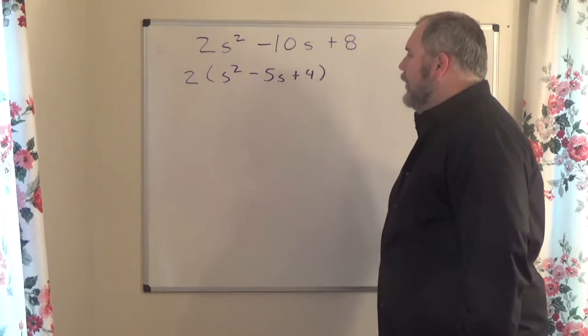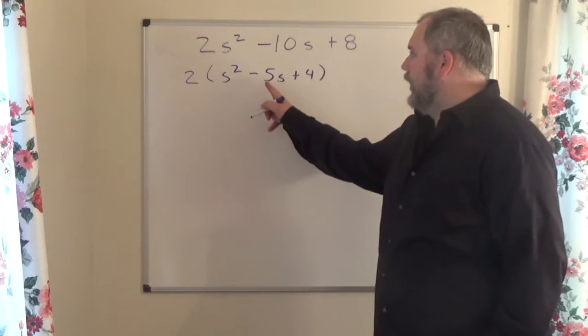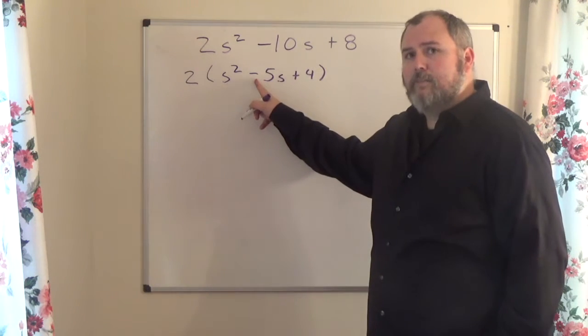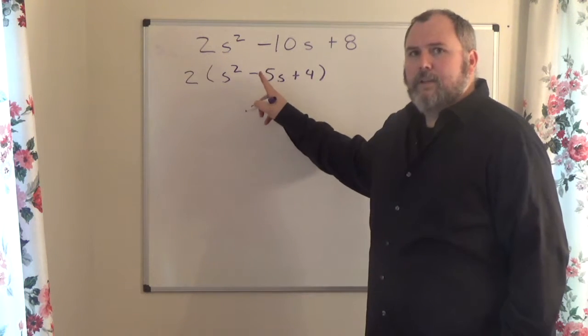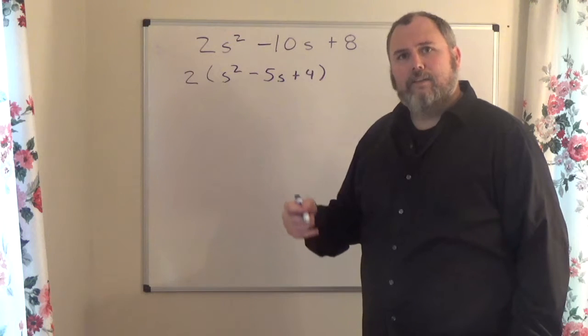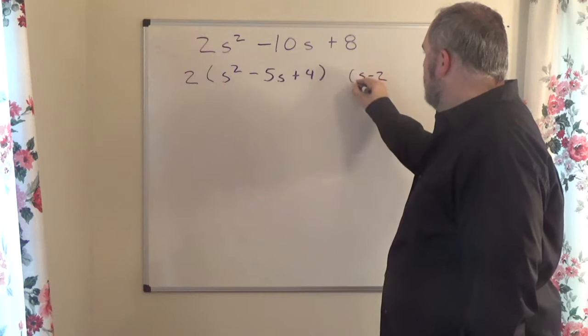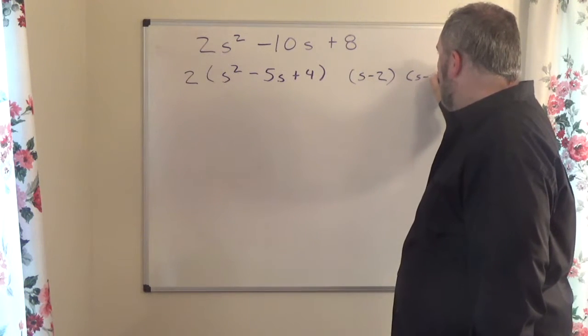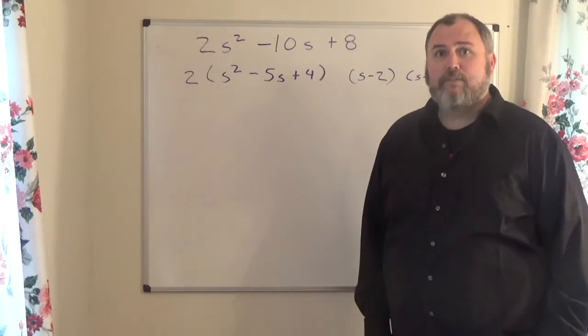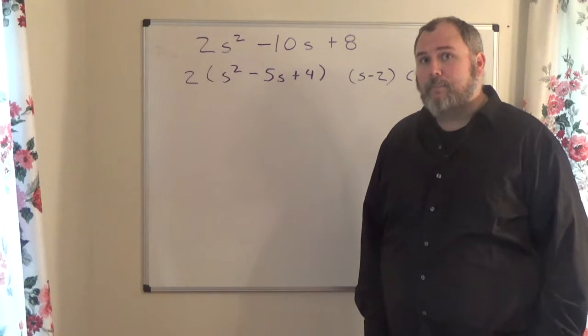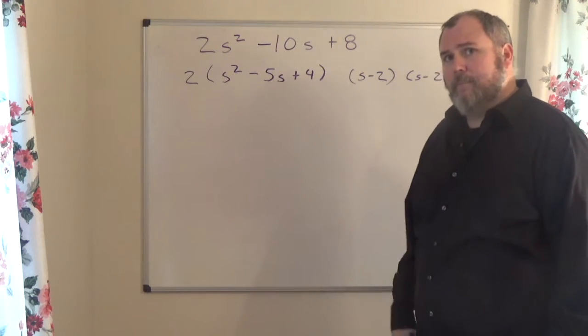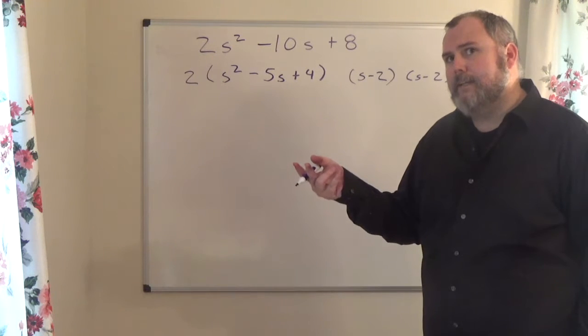Alright, so is it possible that this might be a special product rule? If it is, we notice that we have a plus. Oh, this reminds me of the square of differences. So it's quite possible that this might be s minus 2 times s minus 2. And you may have seen that and you may have stopped. But here's the problem. You probably didn't check it.